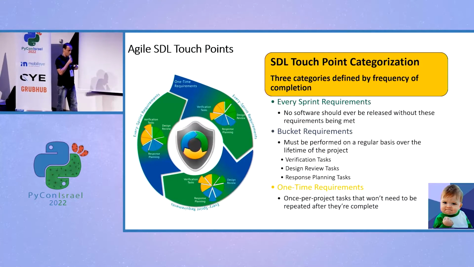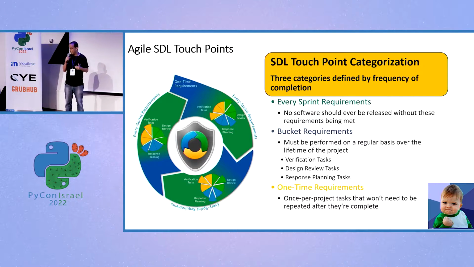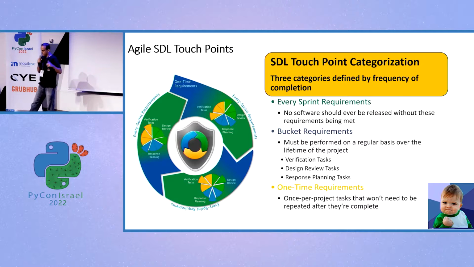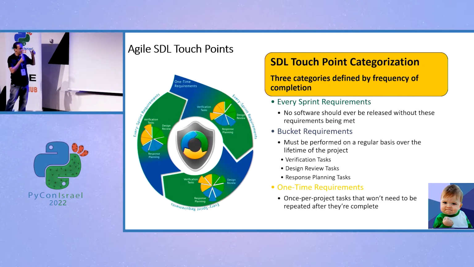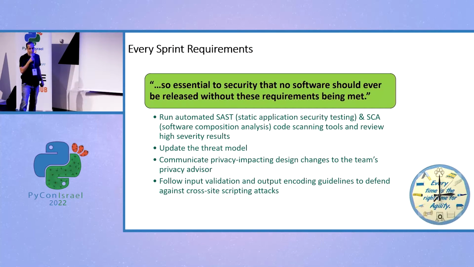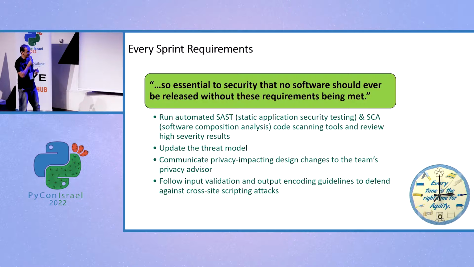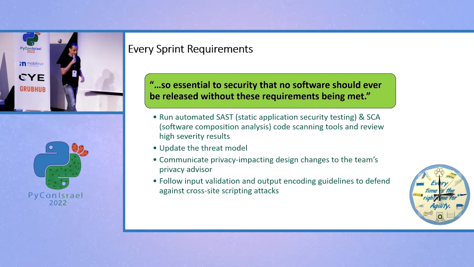So Microsoft took their traditional SDL and modified it to the Agile world. And they defined three types of categories: every-sprint requirements, bucket requirements, and one-time requirements. Every-sprint requirements are so essential to security that no software should ever be released without these requirements being met. For example, run automated SAST tools. SAST stands for Static Application Security Testing. These are tools that scan your code and find vulnerabilities in your code.